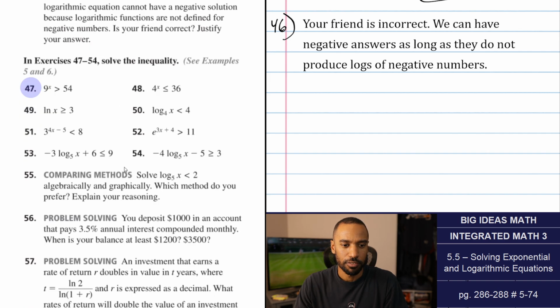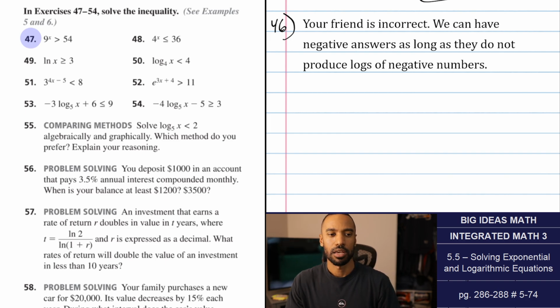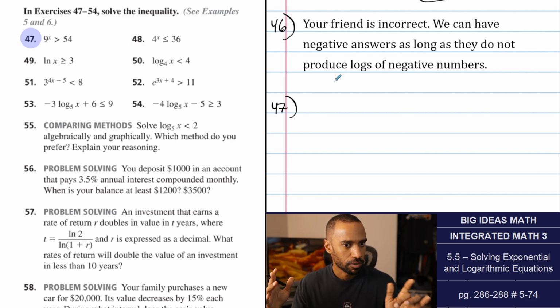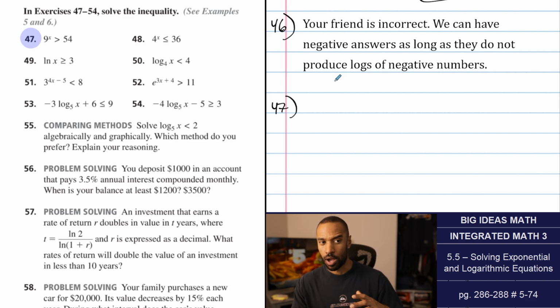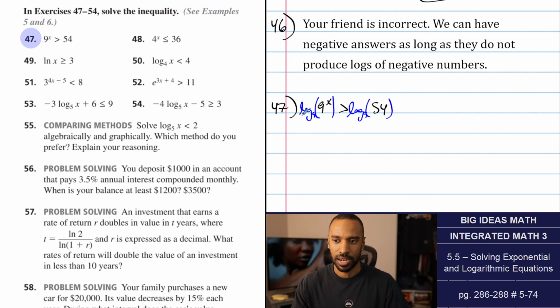All right, numbers 47 to 54, we're going to solve the inequality. And it looks like a lot of other mumbo jumbo down below afterward. Now, solving the inequality states that as long as our b value is more than 1, which is true on 47, 48, 49, 50, then whatever the inequality states for now will hold true when we end up solving it, which means if I log both sides right now with base 9, which is my best way of solving for that one, then the left side will still be greater than the right side. X will be greater than log base 9 of 54.